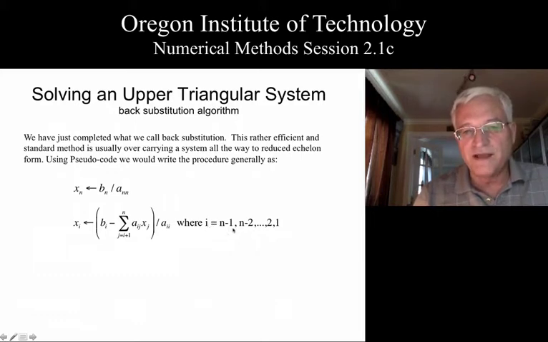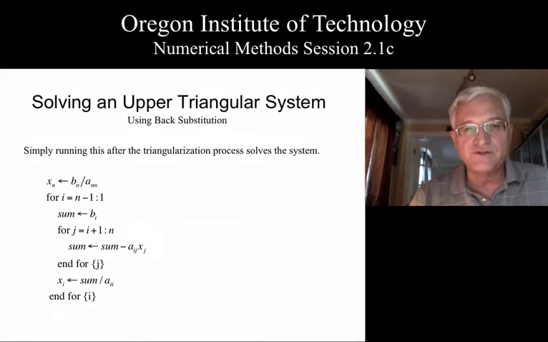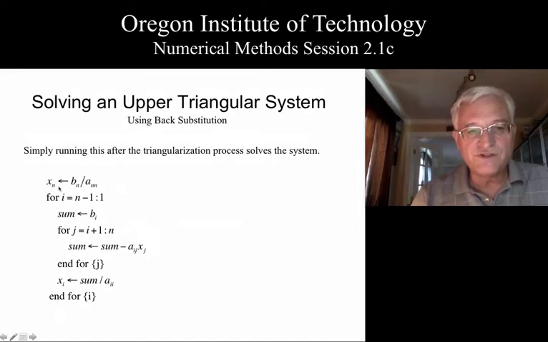So if you imagine this to be a for loop, I am saying for I equals n minus 1 all the way down to 1, do this expression here. Well, let's write it in that form. So this becomes now the actual pseudocode associated with this back substitution process. This was the first step that we talked about at the beginning.